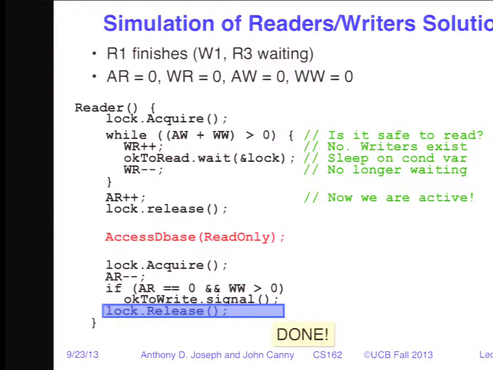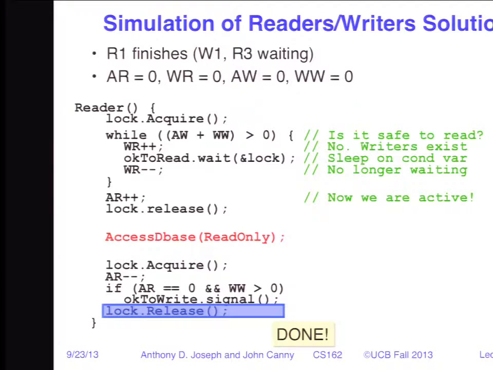Yes? When writers are waiting and they're given permission to write, is it done based on order, like who came first? So the question is, when we do this OK to write signal, which of the waiting writers do we wake up? It's going to be dependent on the implementation of the monitors. If you have something like priority inheritance, that might cause you to sort that queue by priority.